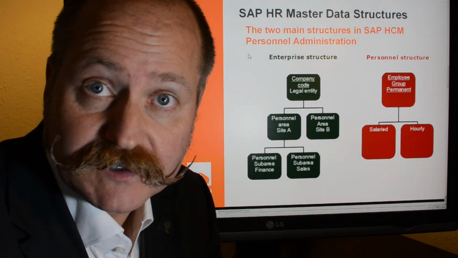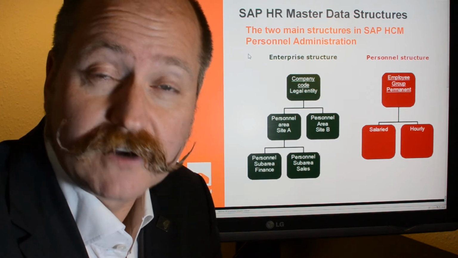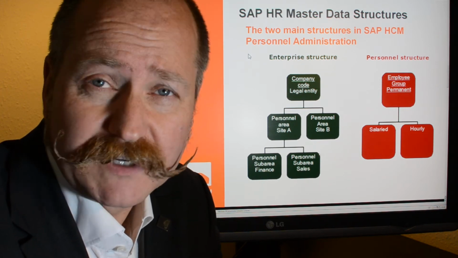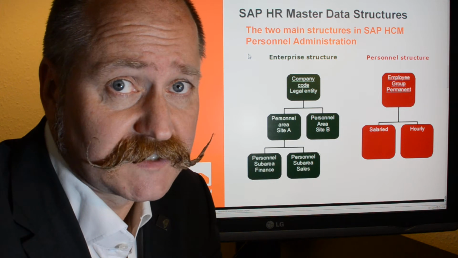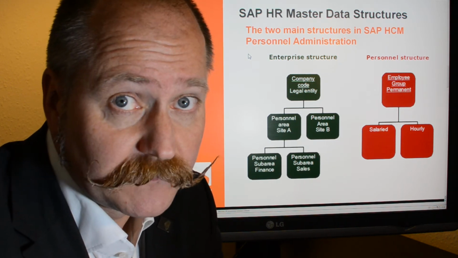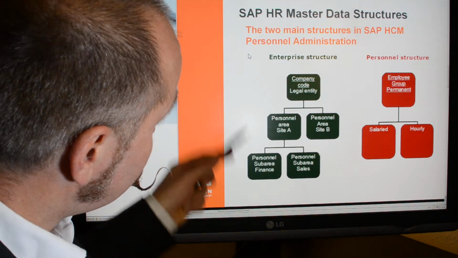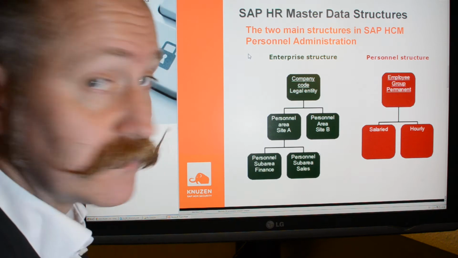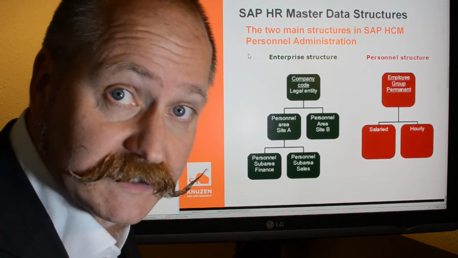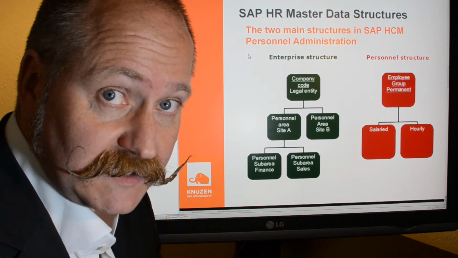The enterprise structures consist of 3 layers. It starts actually in finance with the company code. The company code is a legal entity. It reflects balance and result and belongs to finance. Then we have 2 areas here. We have the personal area and the personal sub area. Those are pure HR elements and will be customized.